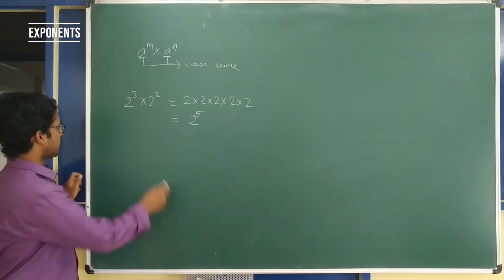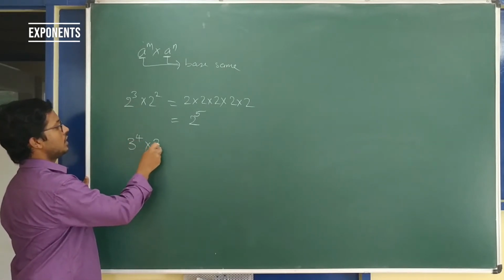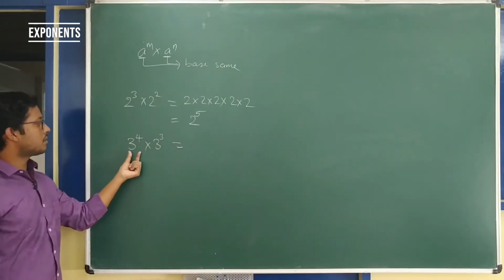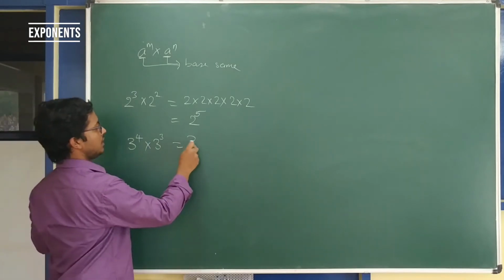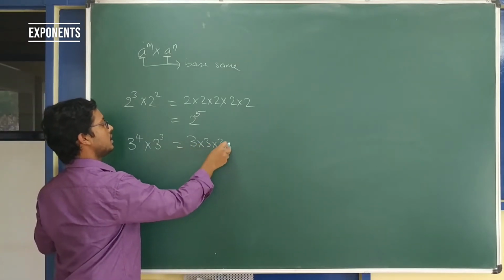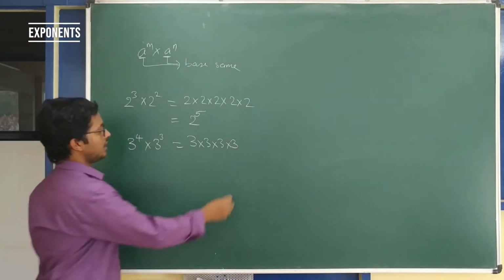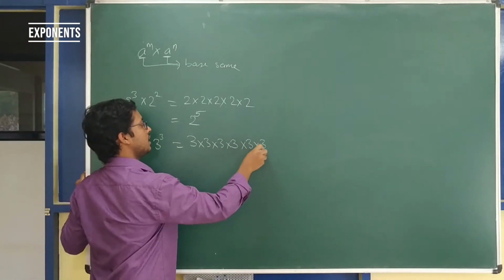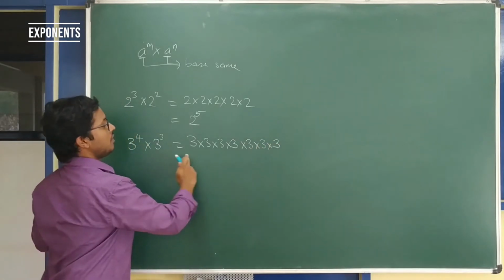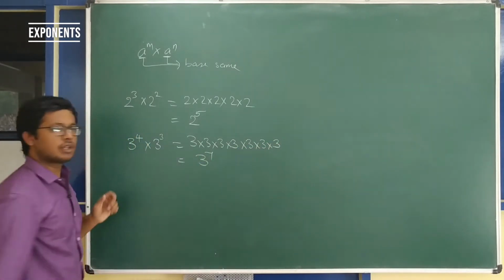Let's take another example: 3 raised to 4 into 3 raised to 3. Here we are multiplying 3 four times initially, so it will be 3 into 3 into 3 into 3. So it is 4 times. Furthermore we multiply 3 three more times, so it will be 3 into 3 into 3. So all in all we multiplied 3 seven times. So it will be 3 raised to 7.